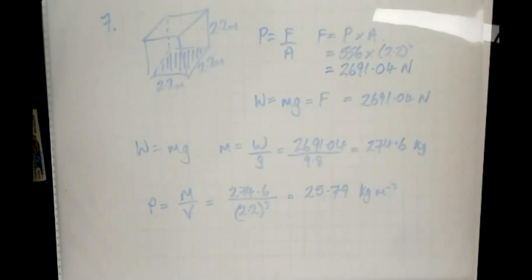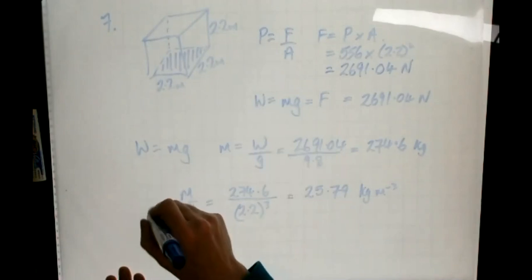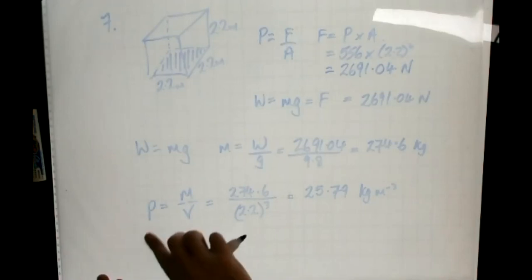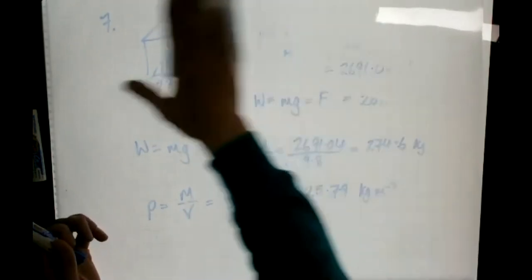So remember the formula we used in general: P equals rho g h, which gives us the density. Okay, next question: a cylindrical metal block of mass 32 kg. So next question, a cylindrical metal block.